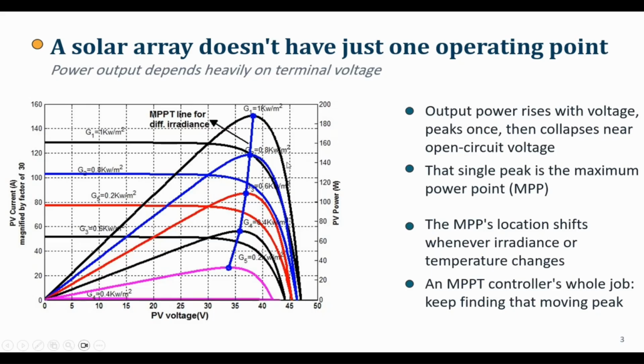A photovoltaic array does not produce maximum power at every operating voltage. If we plot power versus voltage, we obtain a curve with a single peak. That peak is called the maximum power point, or MPP. Operating to the left or right of this point reduces the output power. Unfortunately, the position of the MPP is not fixed. It changes continuously with solar irradiance and cell temperature. Therefore, the controller must constantly adjust the operating voltage so that the PV array always remains at the maximum power point.